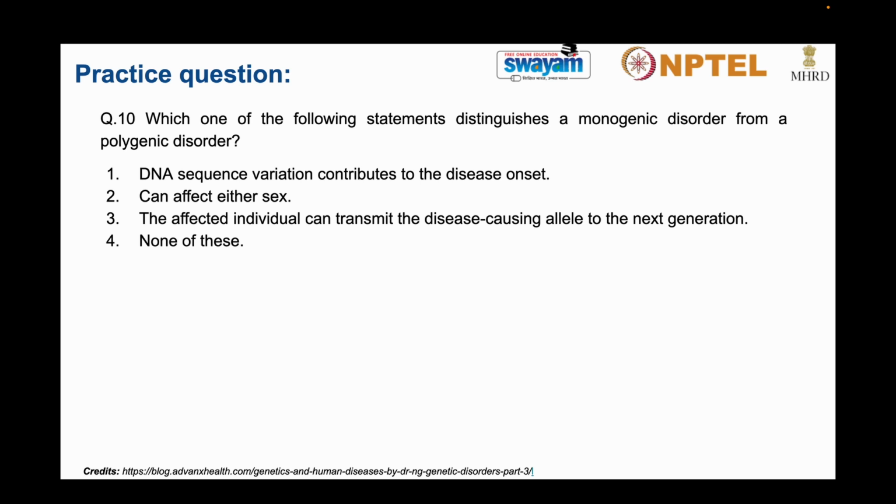Okay, a few students have mentioned option 4. Now let's see what the correct answer is. So yeah, option 4 is correct, that is none of these. Because if you see the first three options, they are very common. That is observed both in monogenic and polygenic disorders. Because in both of them, DNA sequence variation is the one that contributes to disease onset, and it can affect either sex. And option 3 says that the affected individuals can transmit the disease causing allele to the next generation. So yeah, in both of them, the individuals can transmit. So we cannot use any of the statements to distinguish. In this way, the correct answer is none of these.